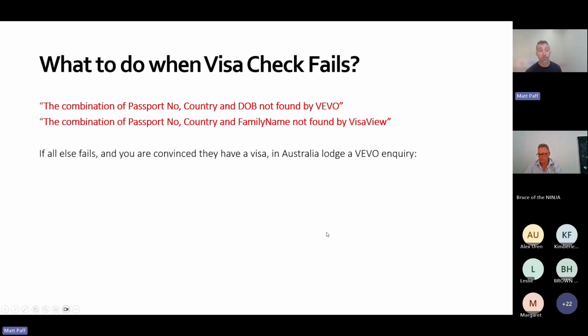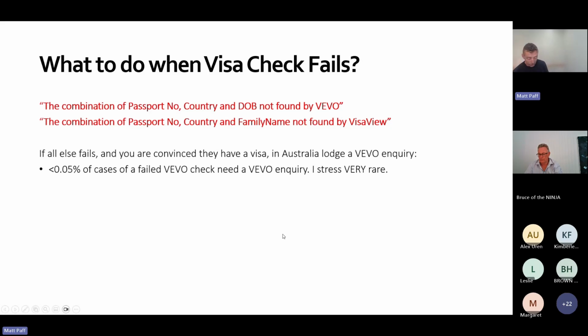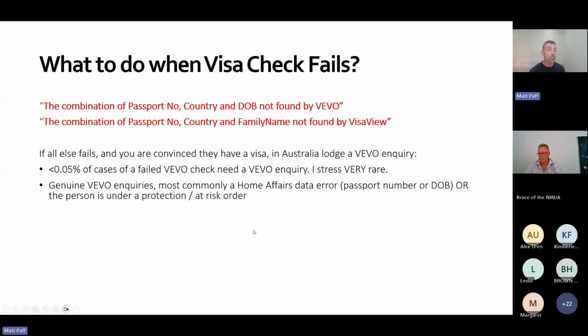If all else fails, you can lodge a Vivo inquiry. I will say this is literally less than 1 in 2,000 times we've been asked this, but if you do keep getting that, you've looked at the visa grant letter, you don't know why you can't find the visa, then you can lodge a Vivo inquiry directly with Home Affairs. This can happen if the person, for example, is an at-risk person who Home Affairs doesn't allow Vivo checks to work for because they're in hiding or whatever.